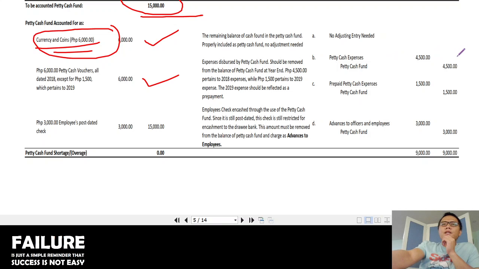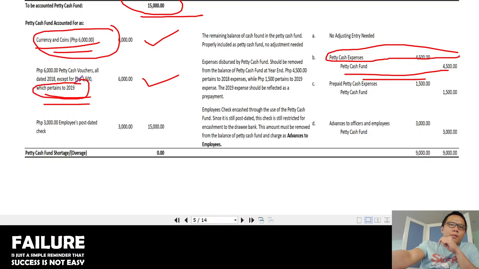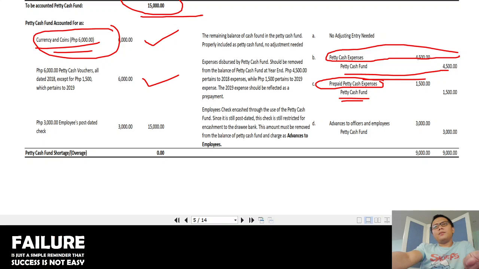So, our first adjusting entry, debit, petty cash expenses. Okay? Credit, petty cash fund. Ibawas sa petty cash fund. Next, ito, kasi yun nga, this pertains to 2019 expense pa and 2018 yung reporting period natin. This is to be presented as a prepayment. So, the entry is prepaid petty cash expenses, credit petty cash fund at 1.5.